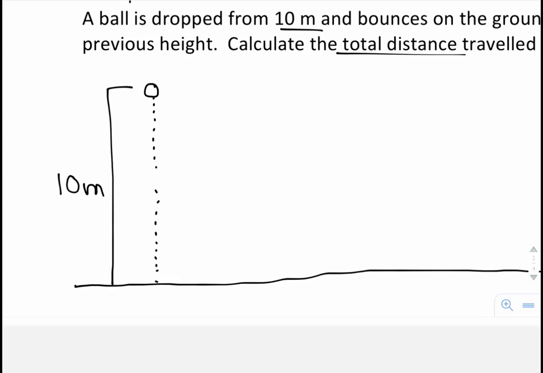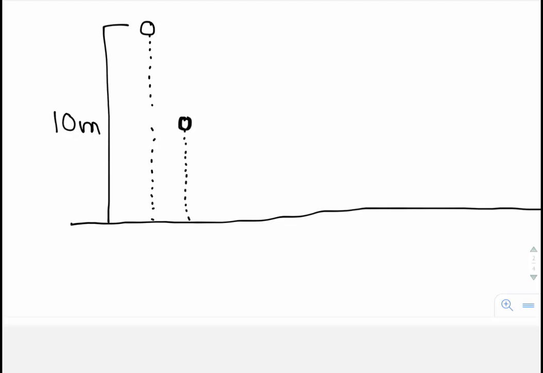And I'm going to assume that it bounces up and down along a vertical line. So it keeps on going up and down, up and down, until it stops bouncing. But instead of representing that all on one line, I'm going to represent the portion going up just a little bit over. So the ball comes down and then it goes up again to 40% of its previous height. So that would be over here. Okay, and 40% of 10 meters is just 4 meters.